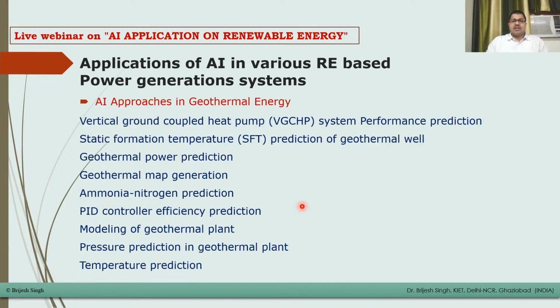Similarly, if you are talking about AI approaches in geothermal energy, these are some areas listed here. Because I am running short of time, I am not reading each and every point. But if you go through these slides, you can easily understand the main important points. You can apply artificial intelligence based solution techniques, or use artificial intelligence technology.